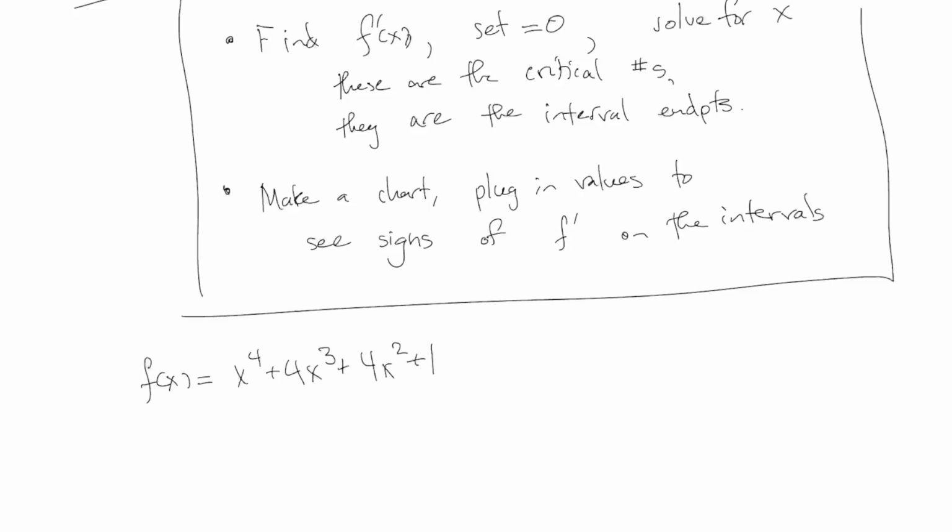And again, the question is, give me intervals for increasing and decreasing. Give intervals where it's increasing and decreasing. All right. I'm going to do the steps in the box. So the first step is find f prime of x, set it equal to 0, and solve for x.